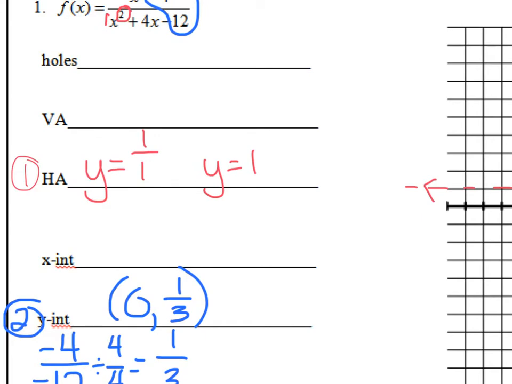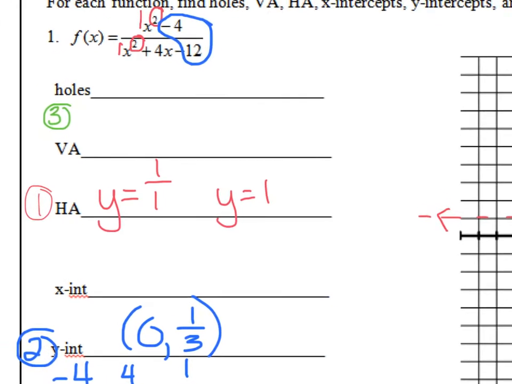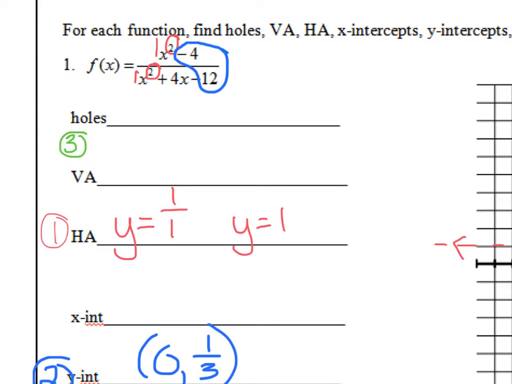Now we look for our holes and our VA. Remember, in order to find holes and VAs, you have to go back to your original fraction and you have to factor. So I look at my top, x squared minus 4. Well, that's one of those special ones because x squared becomes x and x. 4 breaks down into 2 and 2. And then you have a plus 2 and a minus 2.